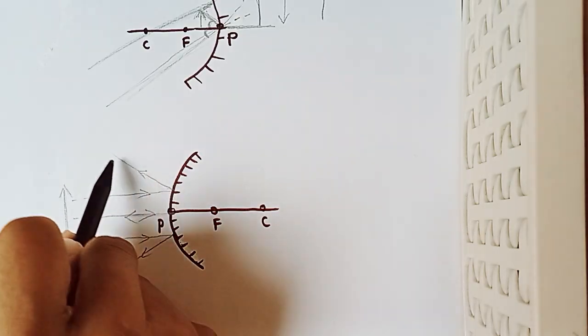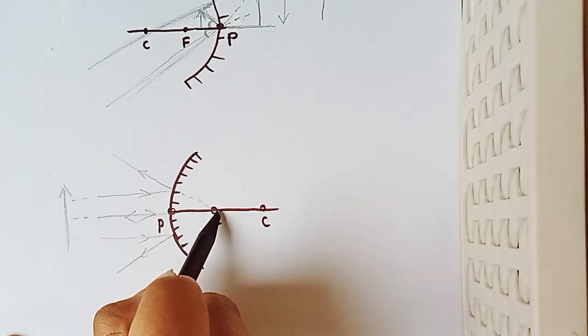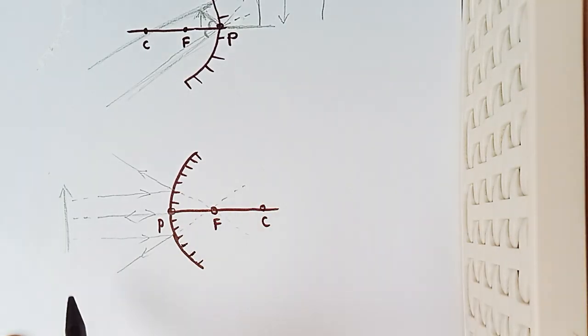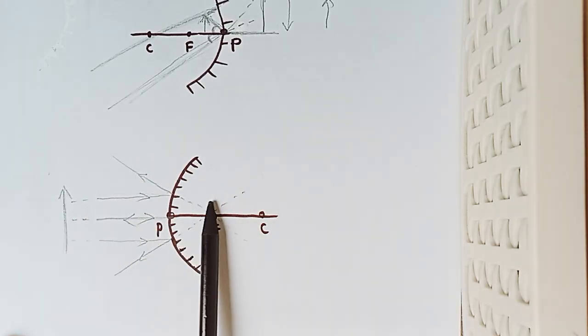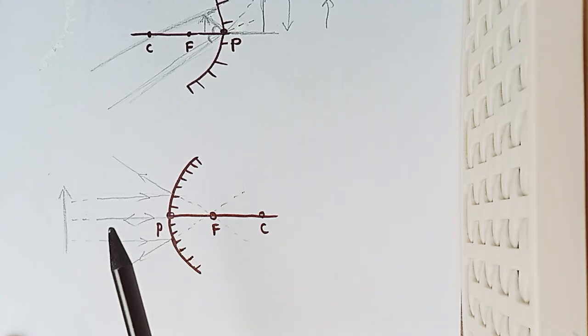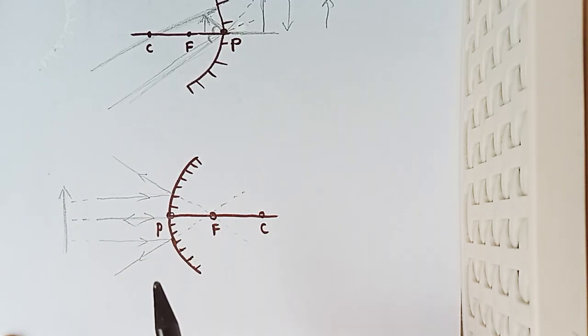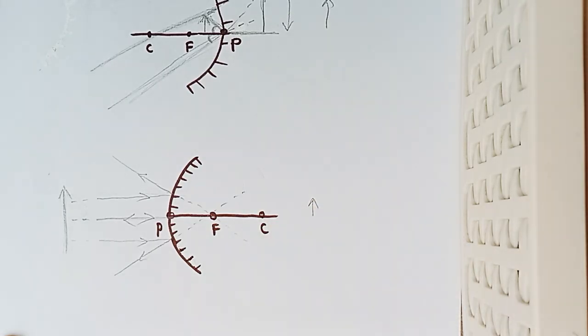Extending the reflected ray, it will go like this, all the way like this, and from here as well, like this. So, the image formed from the object at infinity will be at focus, it will be highly diminished or point-sized, and the nature of the image is virtual and erect like this.